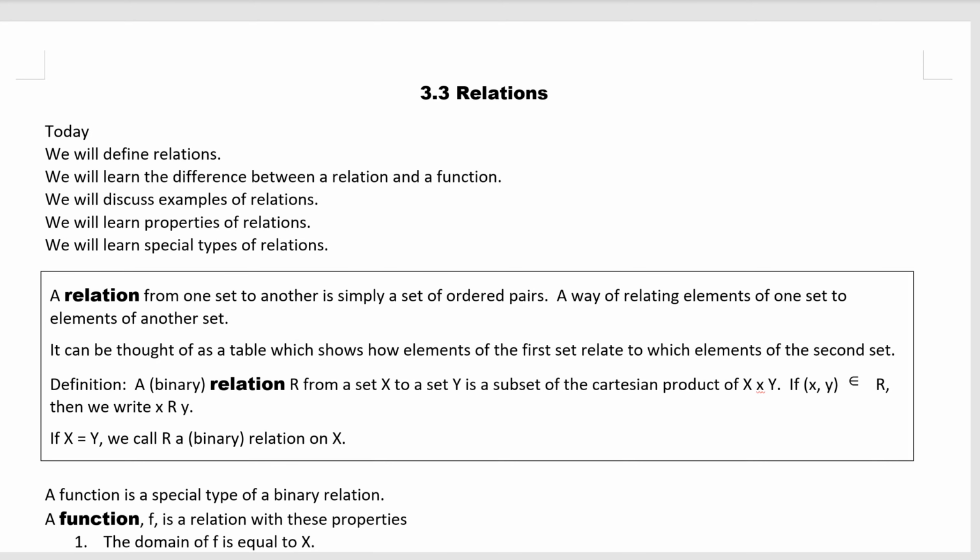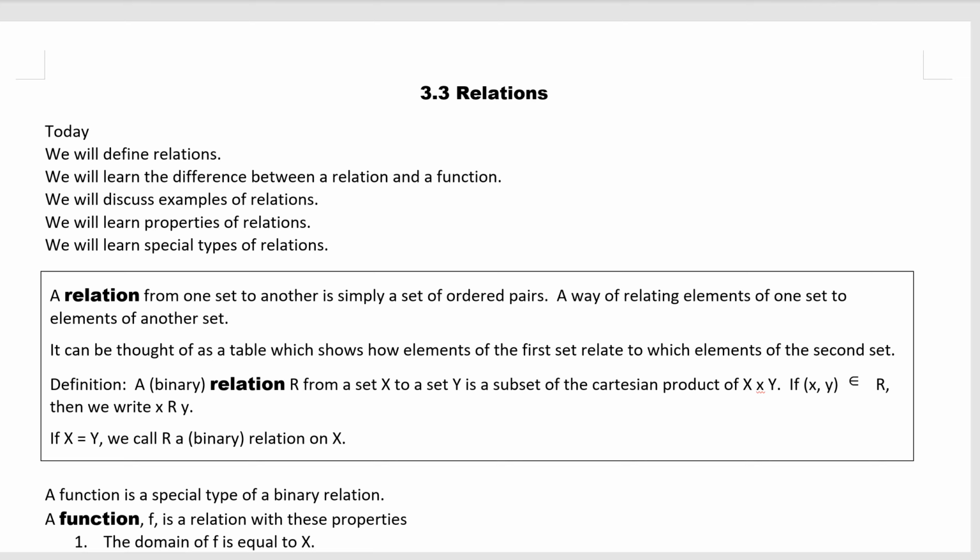Hi everyone. Today let's talk about session 3.3, relations. Today we will define relations. We will learn the difference between a relation and a function. We will discuss examples of relations, and we will learn some properties of relations and some special types of relations.